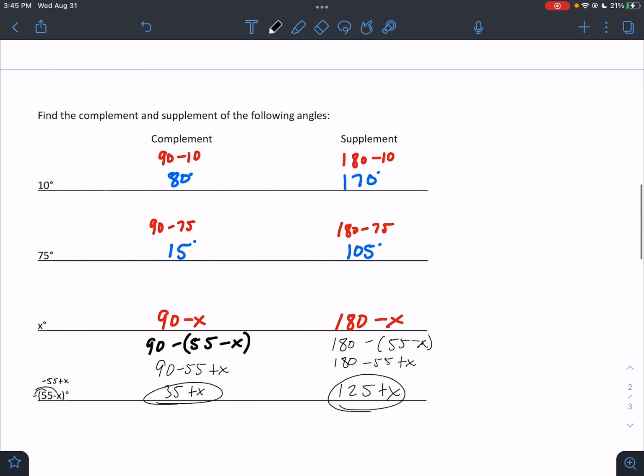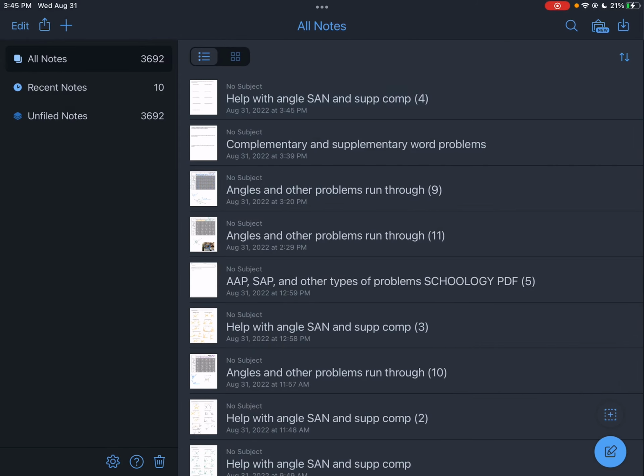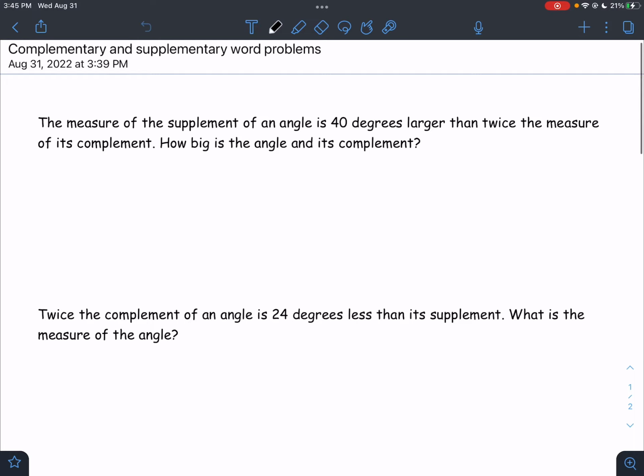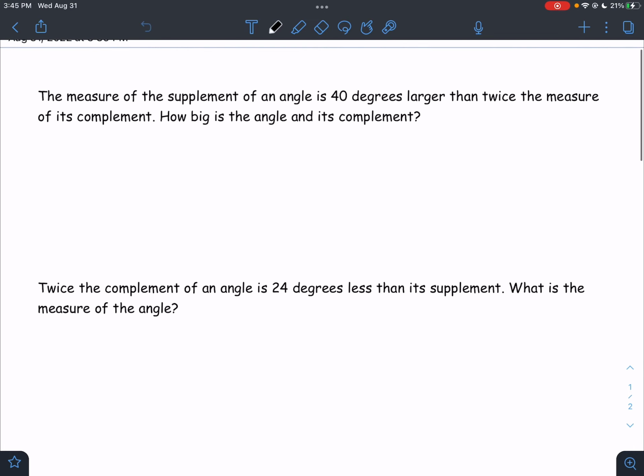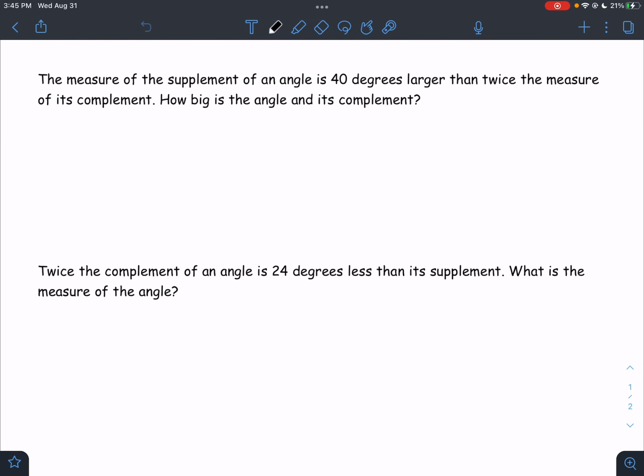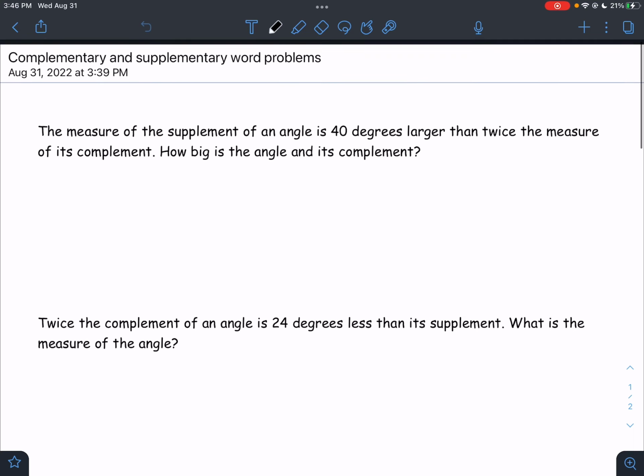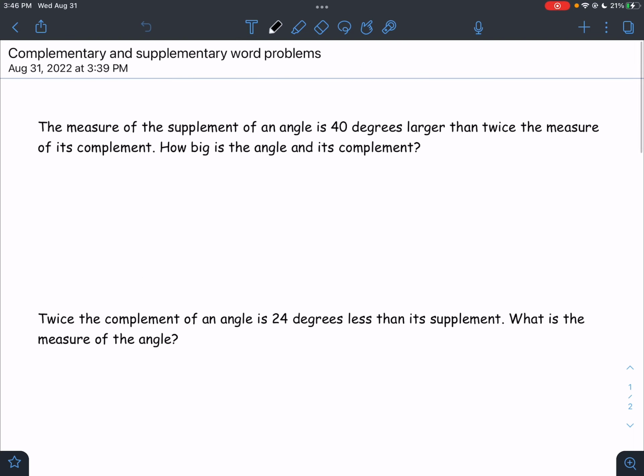So that's basic information, getting complements and supplements of angles. So the next phase then is, can we do some word problems? And these are some of the tougher ones. Most years, this is one of, if not the most missed question, is can you write an equation that represents this word problem? So these are complementary and supplementary word problems, and we'll have these in class for sure.